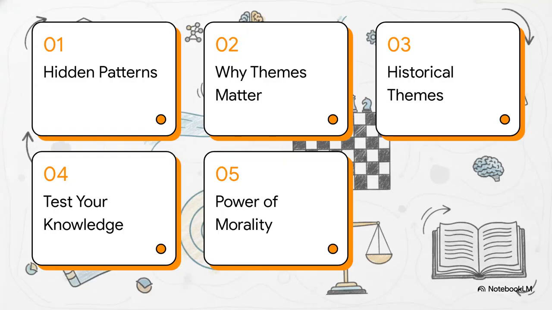So here's a quick roadmap for this explainer. 1. History's hidden patterns. 2. Why themes matter. 3. Three major historical themes. 4. Test your knowledge. And finally, 5. The power of morality. Let's unlock these cheat codes for the STAAR test.